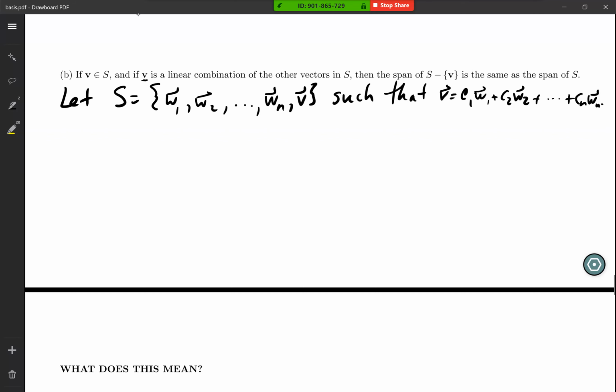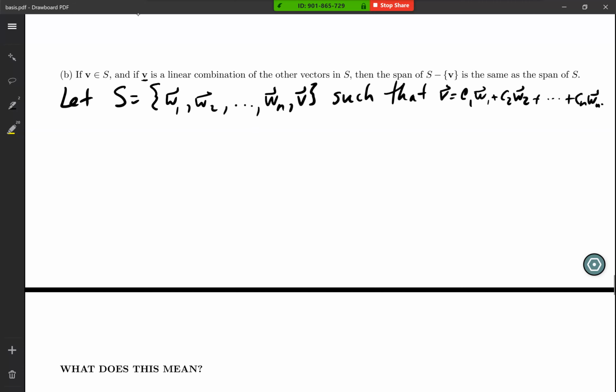Okay. So we want to show that the span of S minus V is the same thing as the span of S. Certainly, if I take the span of S minus V, I have a subset of the span of S, because remember, the span of S is the set of all linear combinations of vectors from S. If I throw out V, I'm still going to have linear combinations of vectors in S.